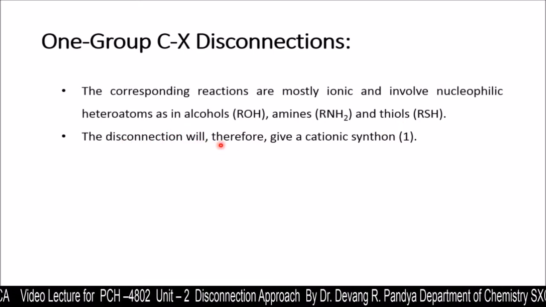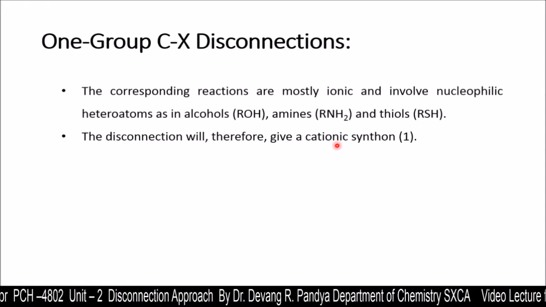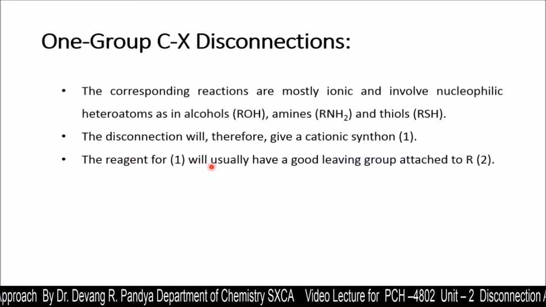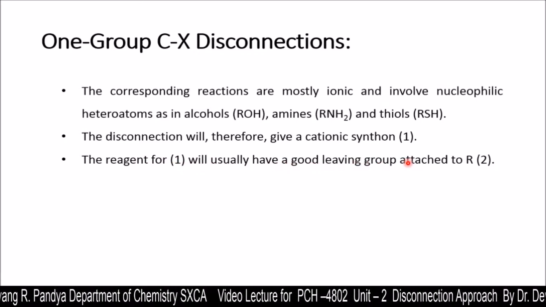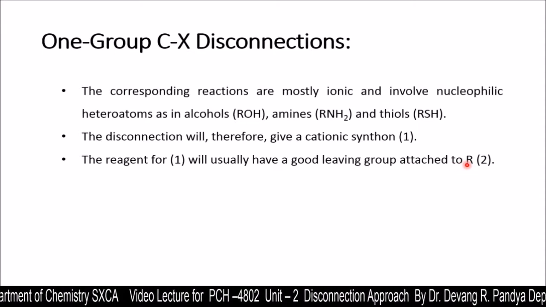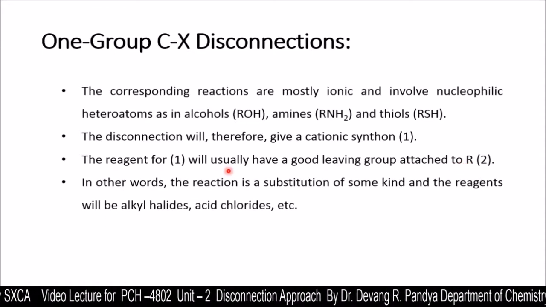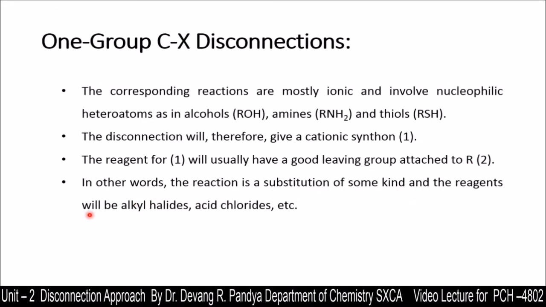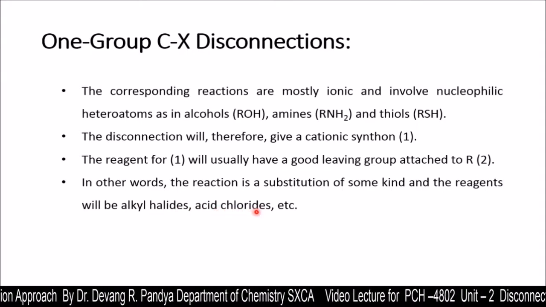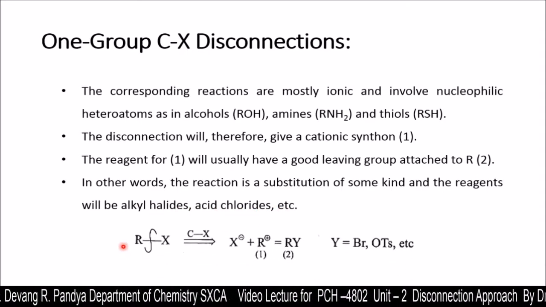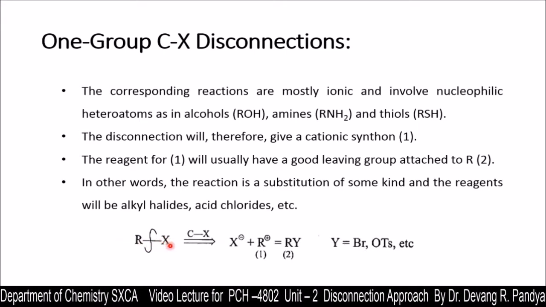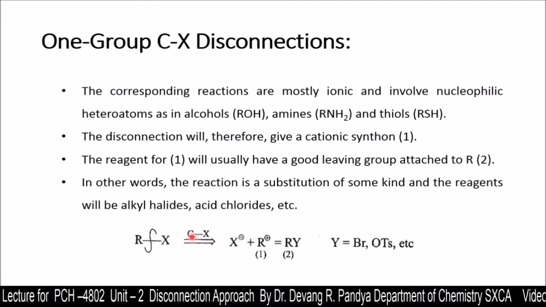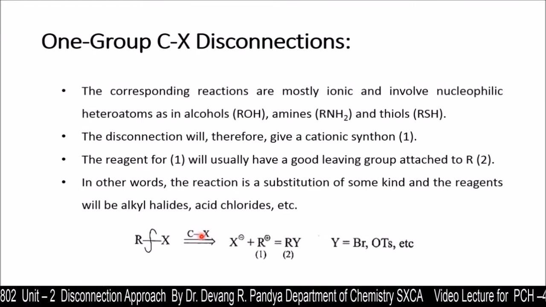The disconnection will therefore give a cationic synthon, that is structure 1. The reagent for structure 1 will usually have a good leaving group attached to the alkyl group, that is structure 2. In other words, the reaction is a substitution of some kind and the reagents will be alkyl halides, acid chlorides, etc. So here there is R-X, alkyl and heteroatom, carbon and heteroatom. We have put a wiggly line over here. In the inclined arrow, carbon and heteroatom disconnection would be there.